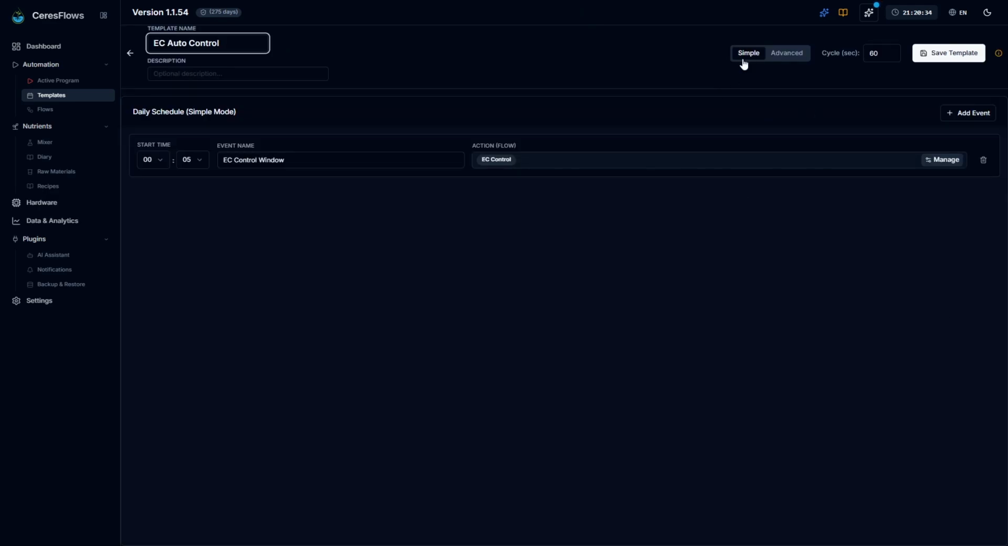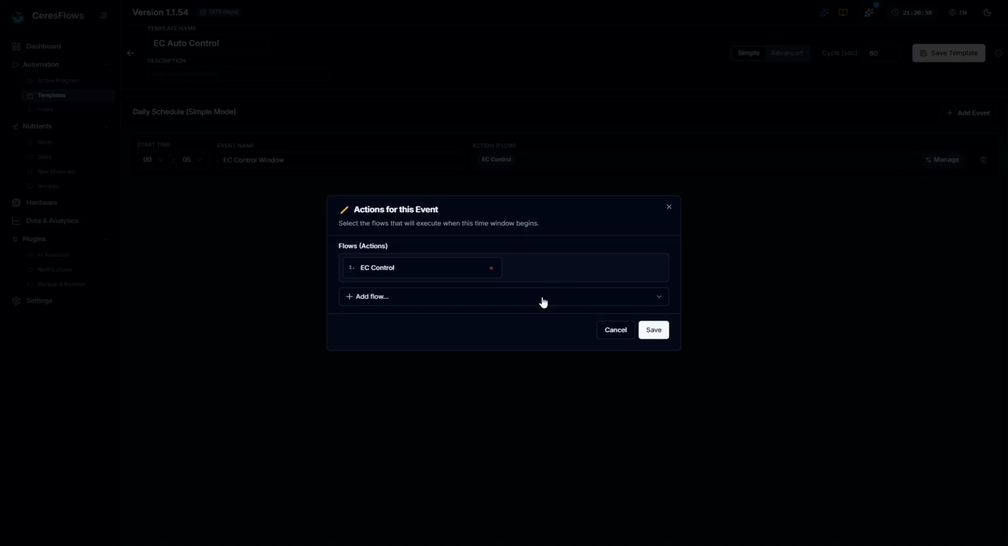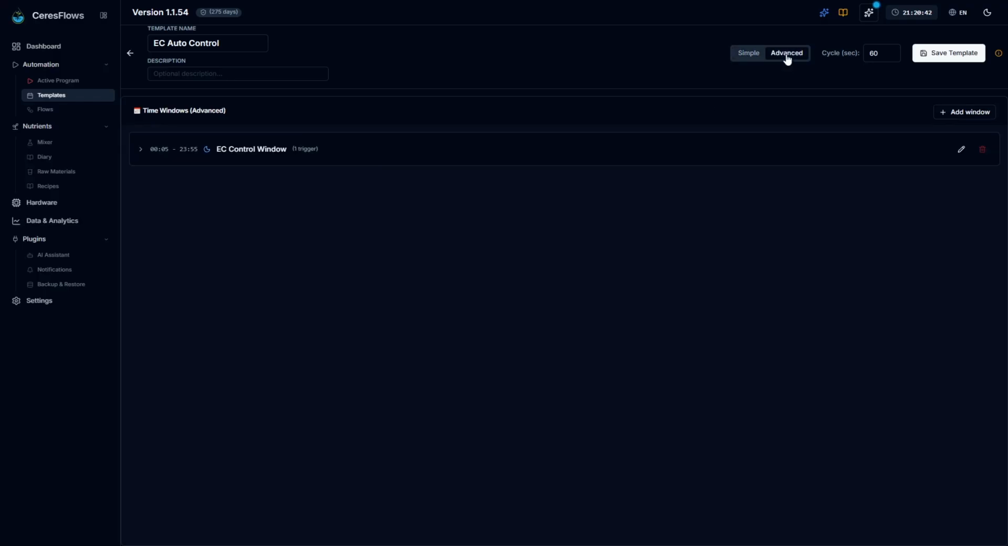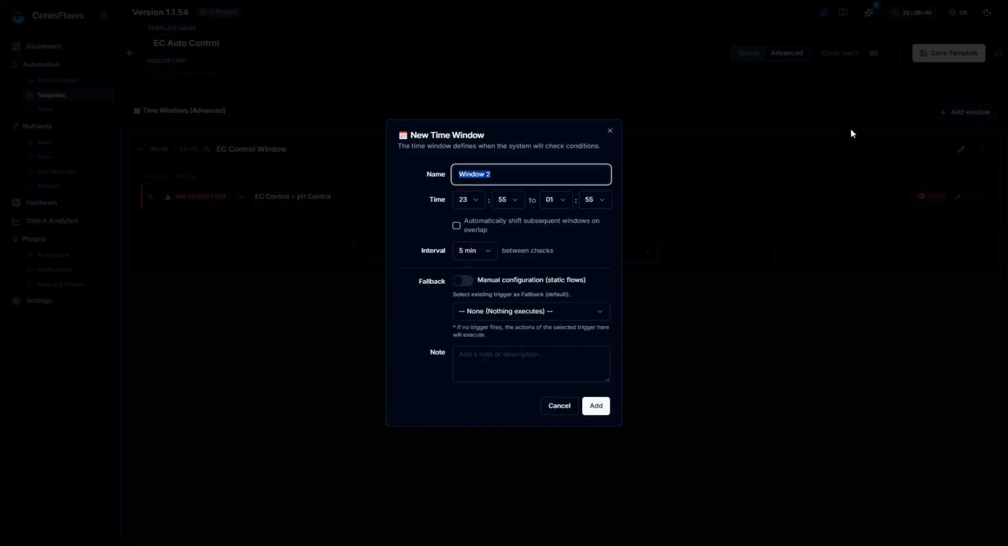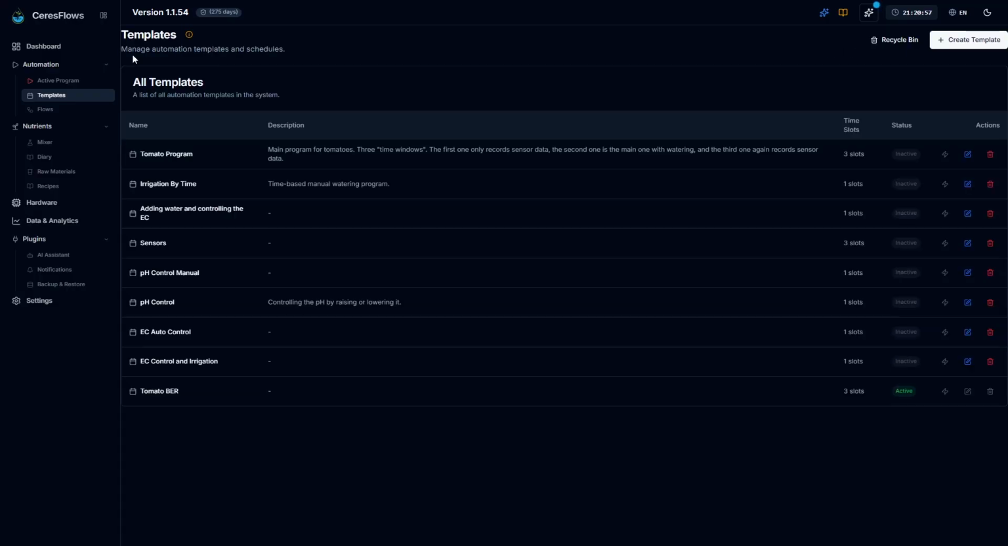For accessibility, the module offers two modes. Basic allows quick setup with a fixed execution time and no extra conditions. Advanced unlocks the full power of time windows, triggers, and complex logic. These aren't separate systems, just two views of the same architecture, and the user can move between them freely without losing any configured logic. This is what makes templates central to the CeresFlows ecosystem.